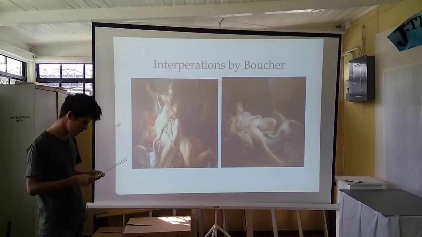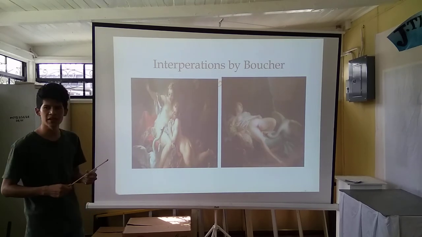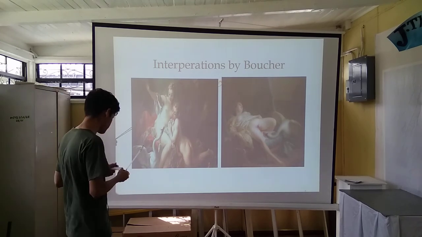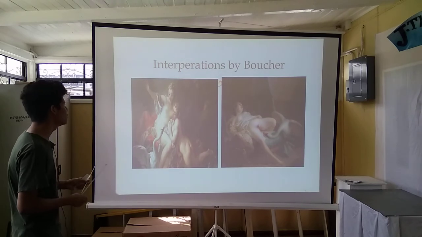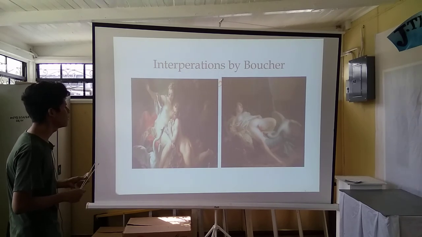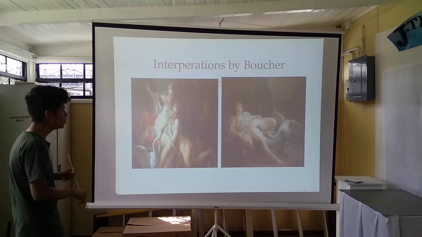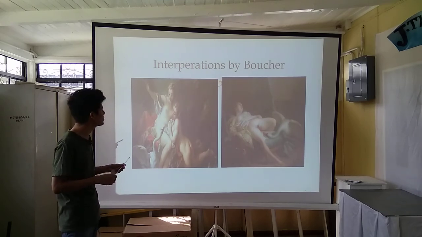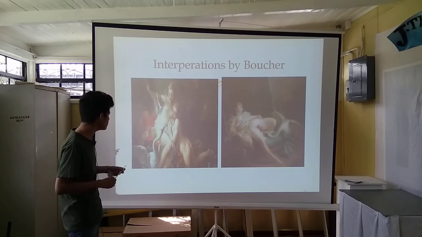Coming to my conclusion, I would say Boucher was a prominent artist during the Rococo period, a representative artist. His interpretation of Leda and the Swan took its own unique twist because of his style of painting. He was known for idyllic and voluptuous painting. Even though I don't personally agree with it, he did manage to capture the mood of seduction in his painting with the figures and the colors that he used.